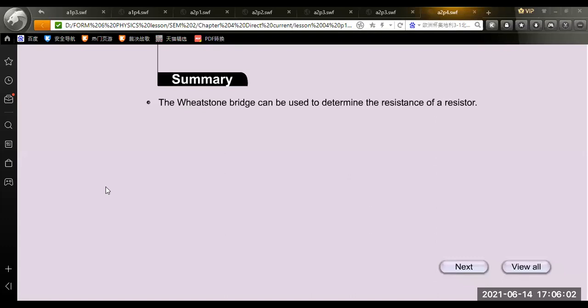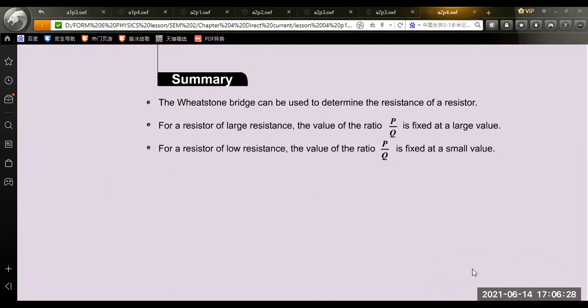As a summary, we can say that the Wheatstone bridge can be used to determine the resistance of a resistor. For a resistor of large resistance, the value of the ratio P over Q is fixed at a large value, more than 1. For a resistor of low resistance, the value of the ratio P over Q is fixed at a small value, less than 1. So P over Q is more than 1 or less than 1, less than 1 being 0 point something.